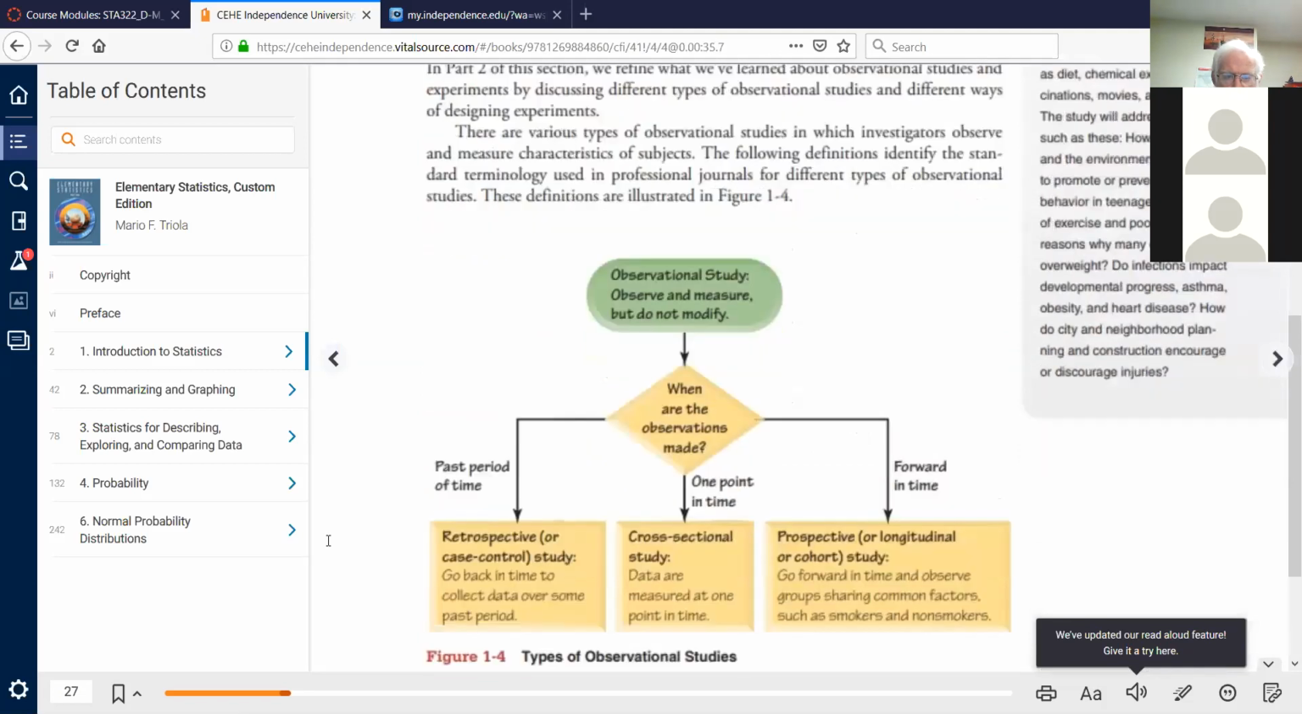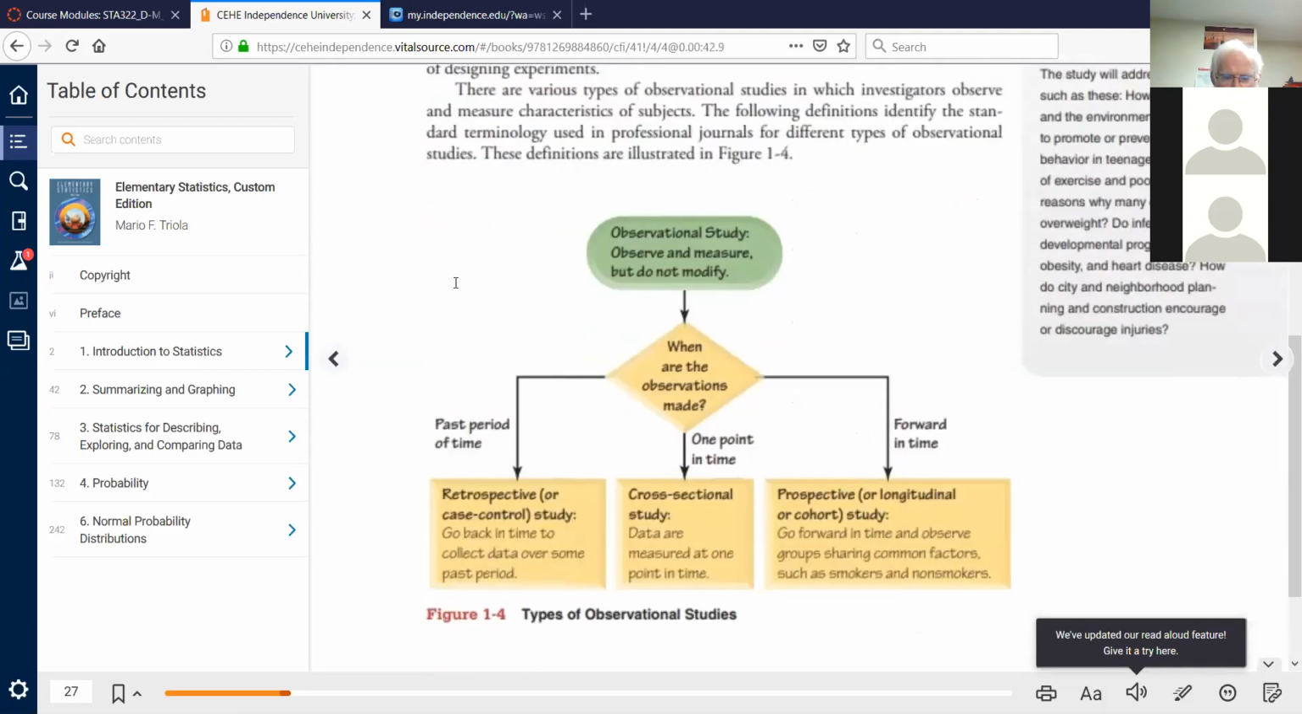Let's take a look at these kinds of observational studies. We need to look at, are we looking at a retrospective study? In other words, we go back in time and collect data over a past period by going into records and that sort of thing. Do we do what we call a cross-sectional study, where we look at data measured at a single time point? I hate the phrase point in time, but at a single time point.